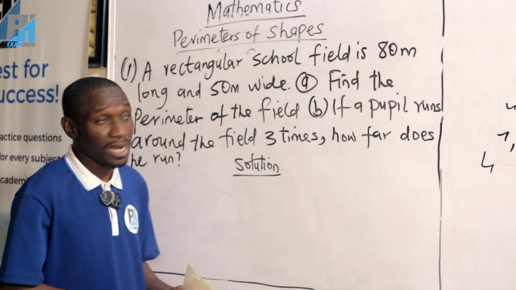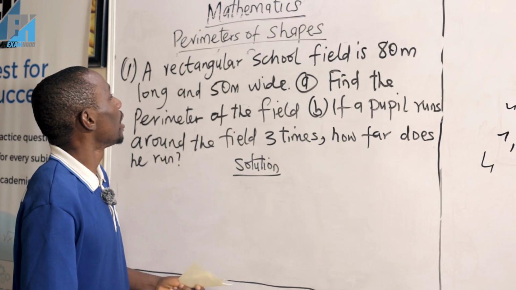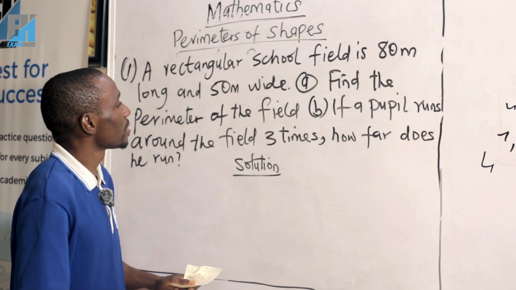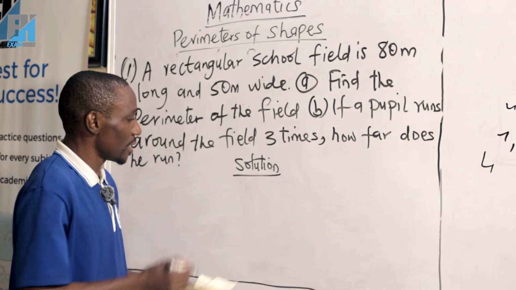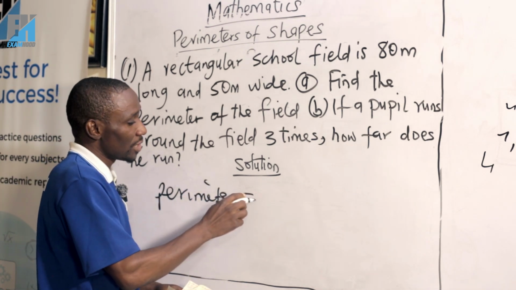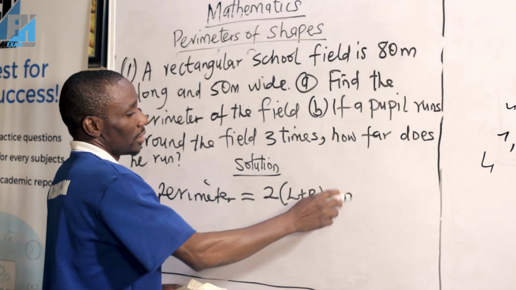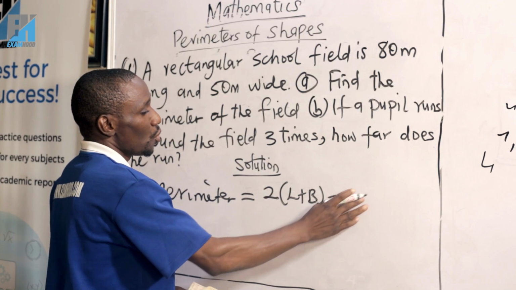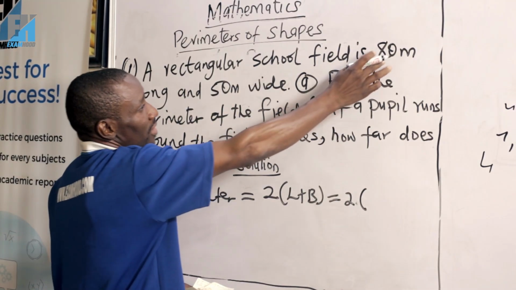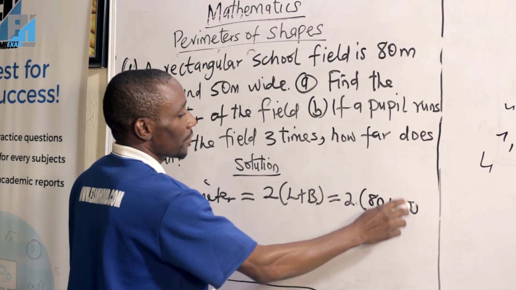Let's solve this problem together. We are to find the perimeter of the field if the length of the field is 80 meters and the breadth is 50 meters. Remember, the perimeter of a rectangle is equal to 2 into length plus what? Breadth. 2 into length plus breadth. According to this, the length is 80 meters and the breadth is 50 meters.